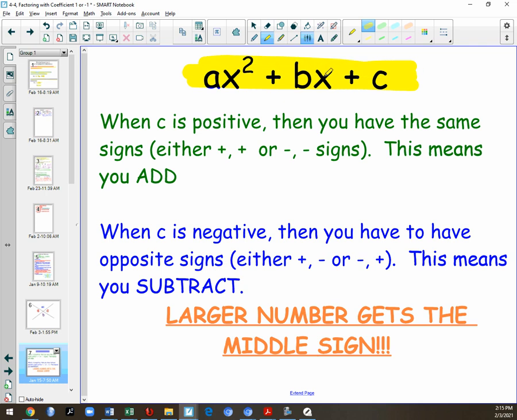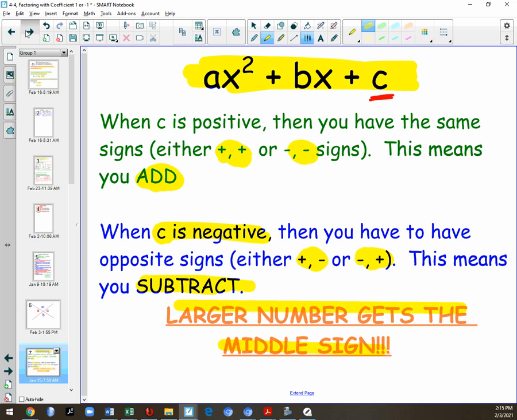AX squared plus BX plus C. This bottom number down here, which is C, I have to figure out how I'm going to get a positive C. To get a positive C, you have to have plus plus or minus minus. You are going to add every time your signs are the same. So if I need to have a positive, I either need plus plus or minus minus. If my C is negative, the only way you can get a negative is if your signs are opposite, and that means you're going to subtract the numbers A times C to obtain B. And the larger number will get the middle sign.